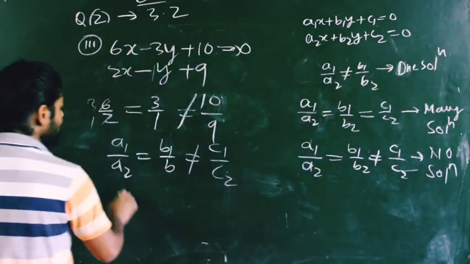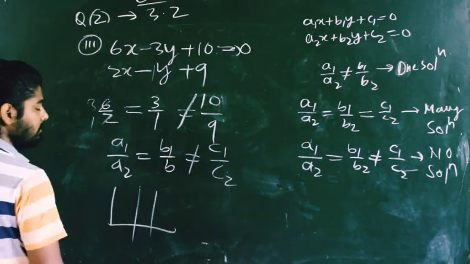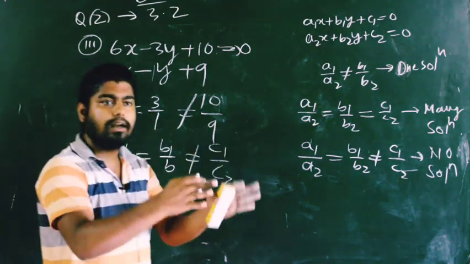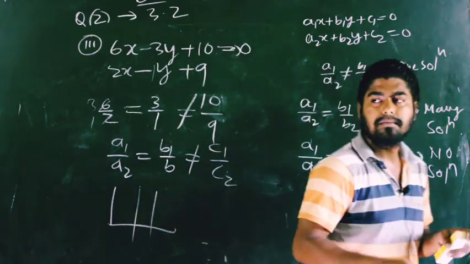That means the line may look like this if you draw a graph, a parallel line. In parallel lines, they will never intersect and we will have no solution.